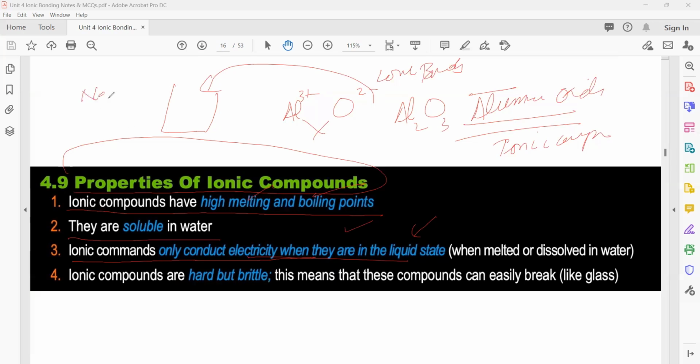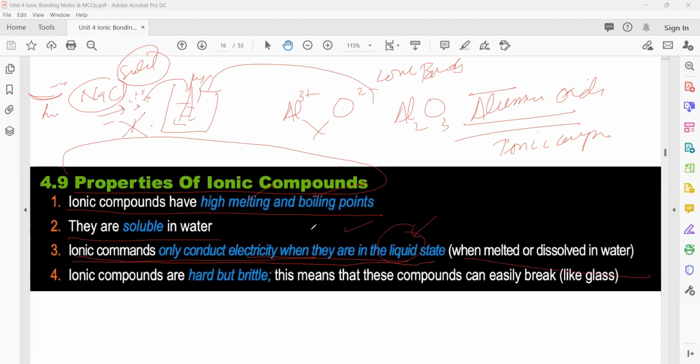For example, if you have sodium, and it is solid, it means you have sodium on a paper in a glass. If you want to pass electricity through it, you cannot, because it is solid. But if you put this sodium in water and make a solution, then you can pass electricity through it. Or you take the sodium and melt it, and then you can pass. So ionic compounds only conduct electricity when they are in a liquid state, meaning molten, or when they are dissolved in water.